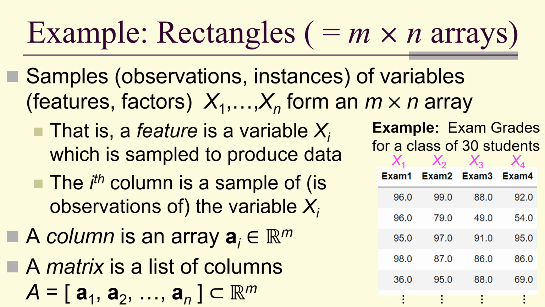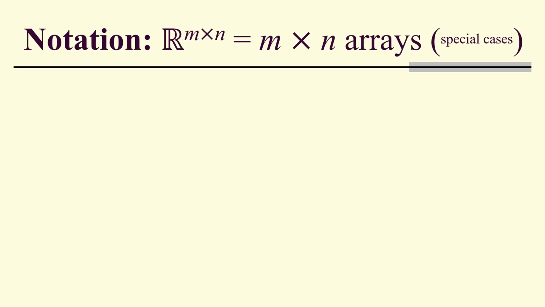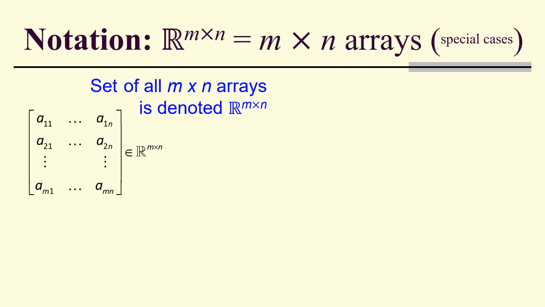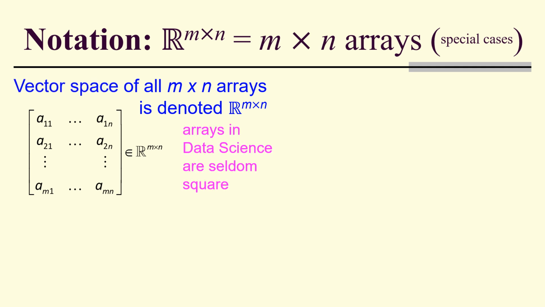A matrix is a list of columns, A1 to An, where each of these is in R^m. So notationally, this double-struck R^(m×n) is m times n arrays. The set of all such arrays forms a vector space. And arrays in data science are seldom square. So you won't see us very often saying that we explicitly have a square matrix. It does occur, but most of the time think of them as rectangles.